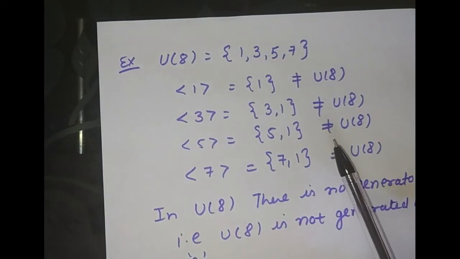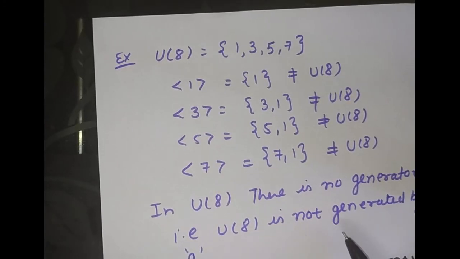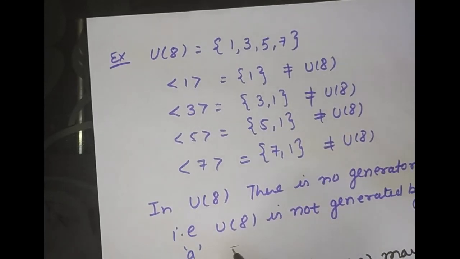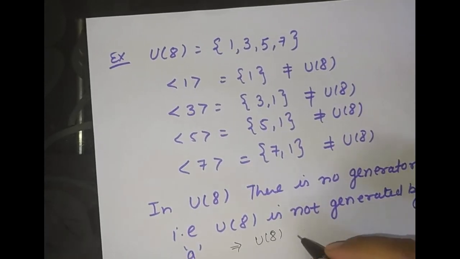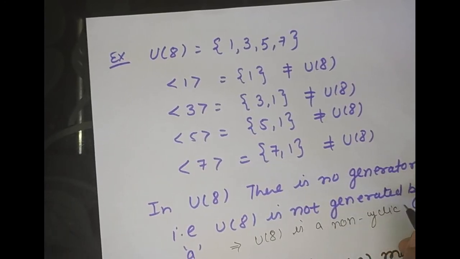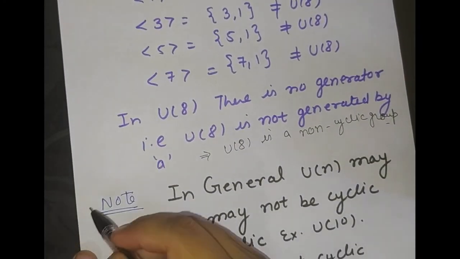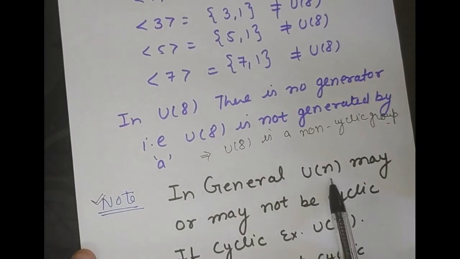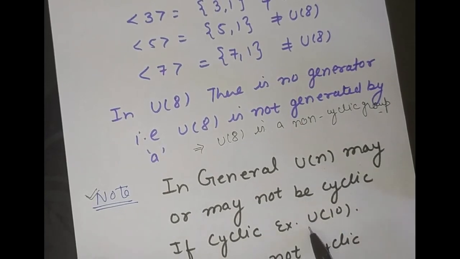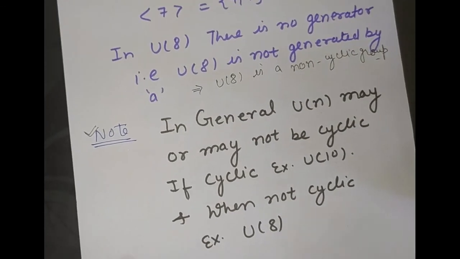So in this example, we have no generator. It means this U8 is not generated by any element. So this implies this U8 is a non-cyclic group. So our result is this: in general, Un may or may not be cyclic. If cyclic, then the example is U10. When it is non-cyclic, then the example is U8.